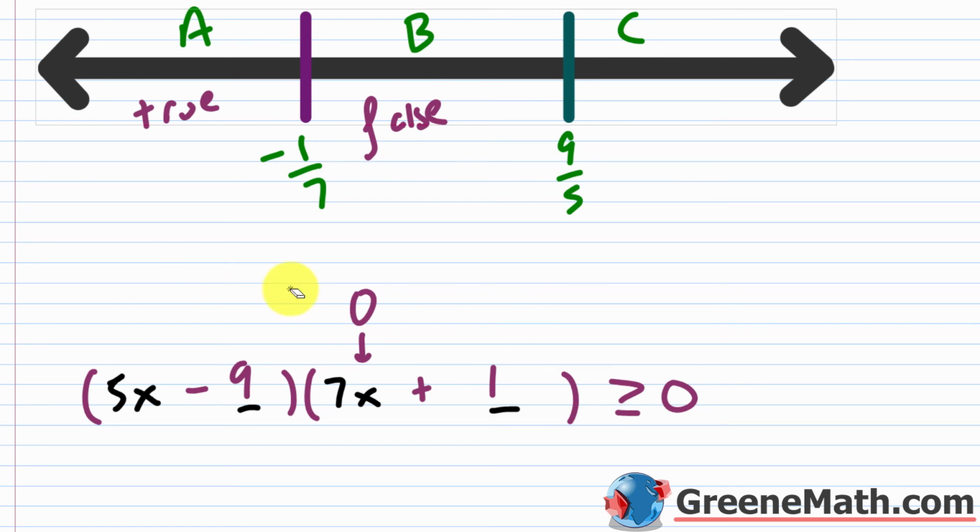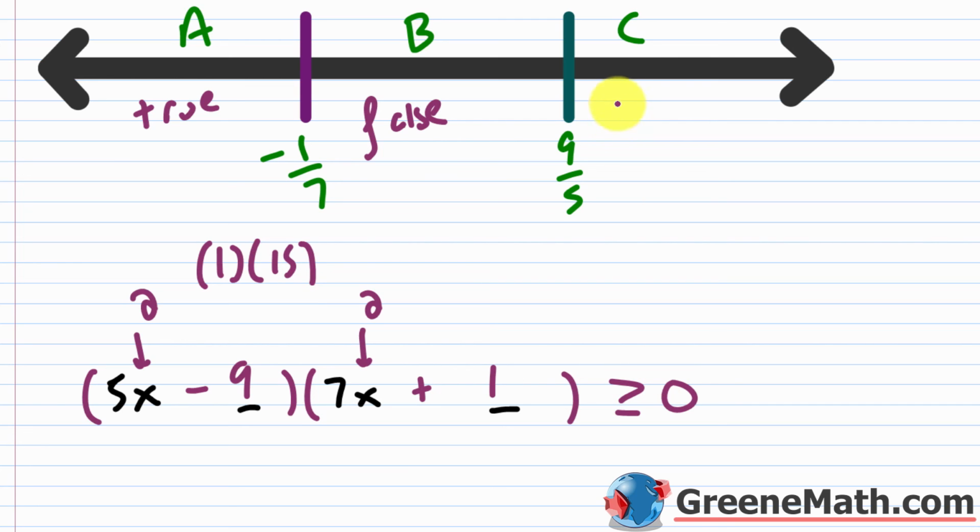Okay, for region C, let's just go ahead and pick 2. I think that would work out pretty nicely. So let's plug that in there and there. So 5 times 2 is 10. 10 minus 9 is 1. So this would end up being 1 over here. And then 7 times 2 is 14. 14 plus 1 is 15. So you'd have 1 times 15, which is 15. Of course, it's a positive number, so it's greater than 0, so this is true. Okay, let me get rid of this.